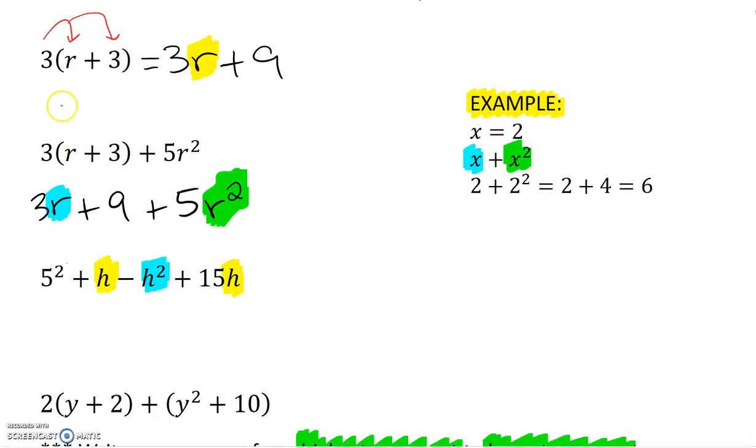Now, if we move down to the next problem, we have the same thing to start, but I've added this, 5r to the second power. So before we solve this problem, let's take a look at this example.